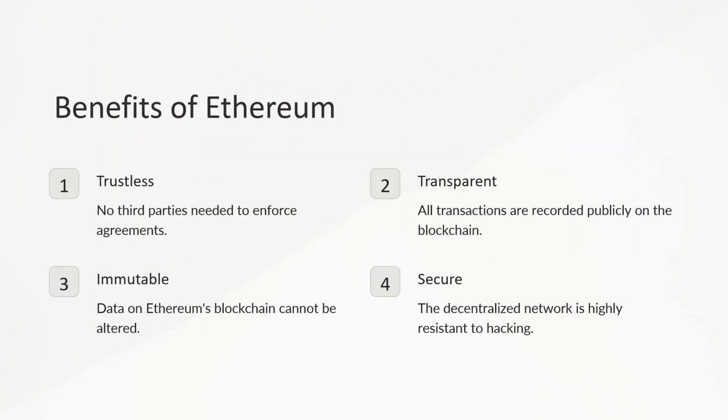Let us discuss the benefits of Ethereum. There is no middleman required, which reduces the need to trust third parties, hence enabling trustlessness. All transactions are publicly recorded on the blockchain, ensuring transparency. Data on the blockchain cannot be altered once recorded, ensuring immutability. Due to its decentralized nature, Ethereum is highly resistant to hacking.